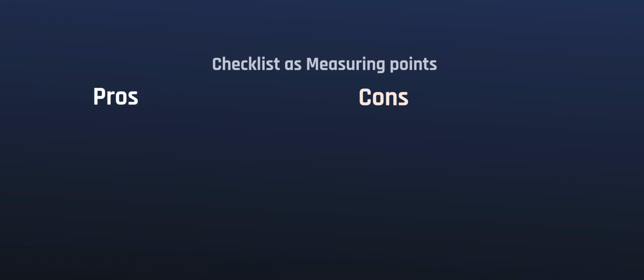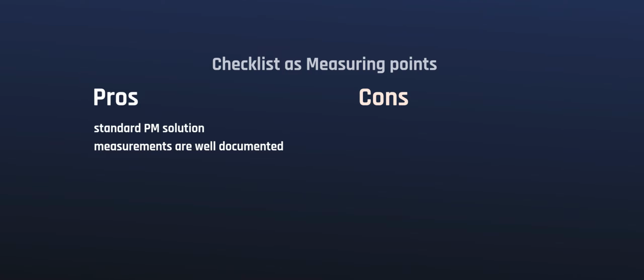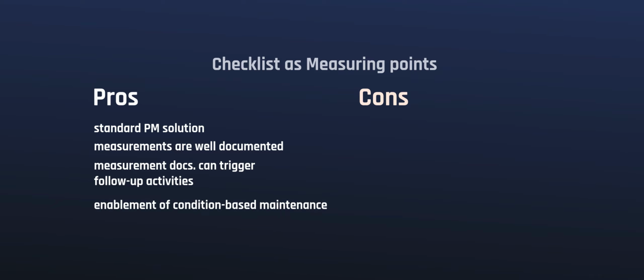Finally, let's talk about pros and cons of this solution. Pros: standard PM solution, ready to be used. Measurements are well documented with a reference to specific equipment or functional location. Measurement documents can trigger automatically specific follow-up actions, like for example a notification once the reading is above specific range. Measuring points enable condition-based maintenance.